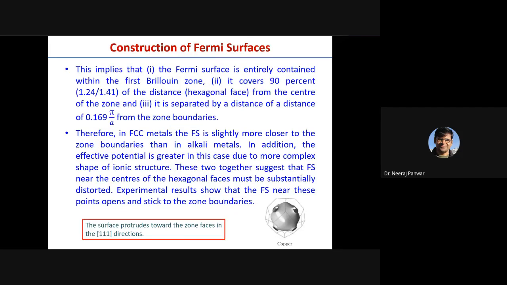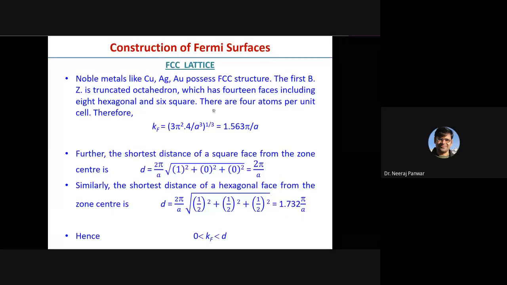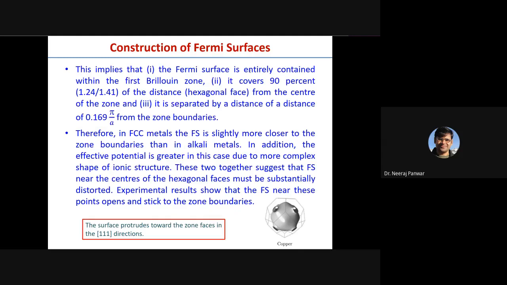and this implies that the Fermi surface will not lie in the second Brillouin zone, it will lie in the first Brillouin zone, because the total distance of the Brillouin zone is 2π/a. So the Fermi sphere for the FCC lattice will lie inside the first Brillouin zone, but its radius is larger than that of the BCC lattice. The Fermi surface is entirely contained within the first Brillouin zone.